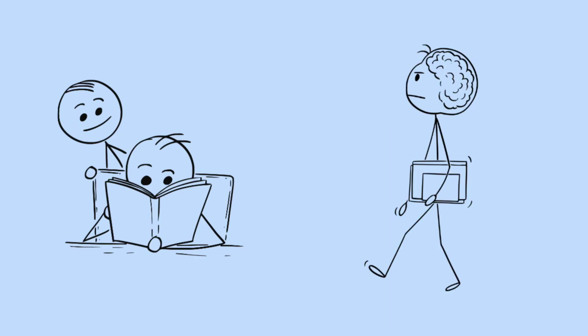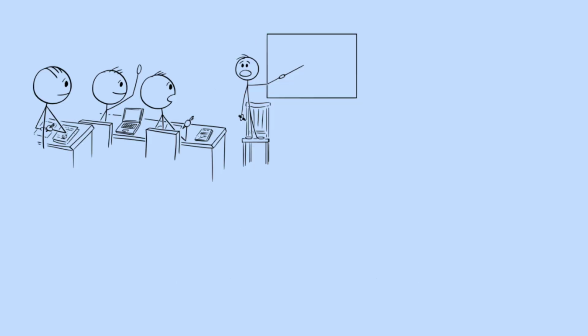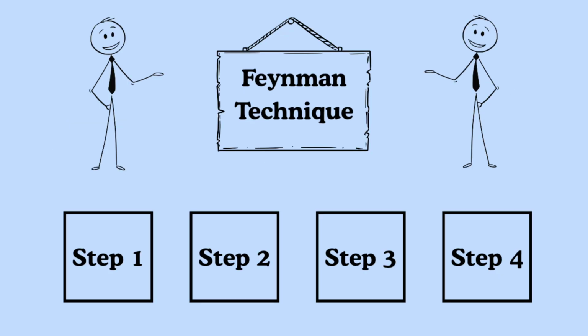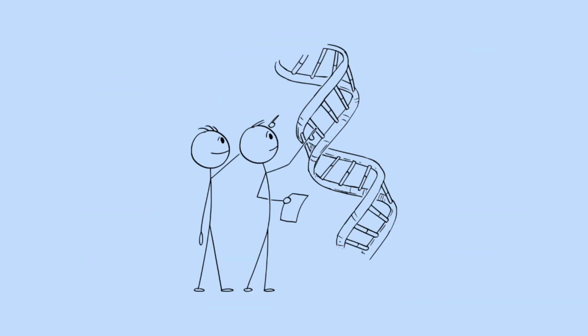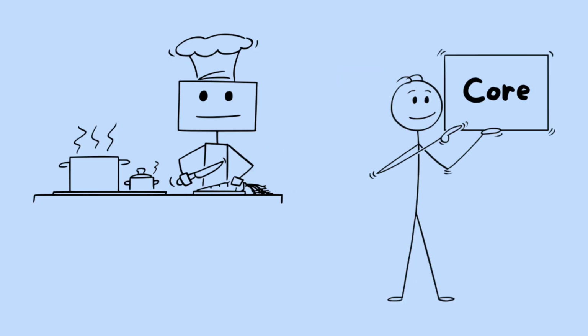knowledge stick like glue. Richard Feynman, a Nobel Prize-winning physicist, believed that if you can't explain something in simple words, you don't truly understand it. The Feynman Technique is a four-step process designed to help you learn anything – science, business, coding, even life skills – by breaking it down to its core.